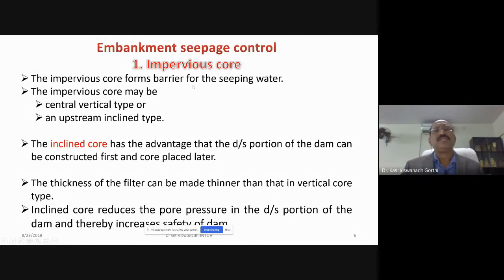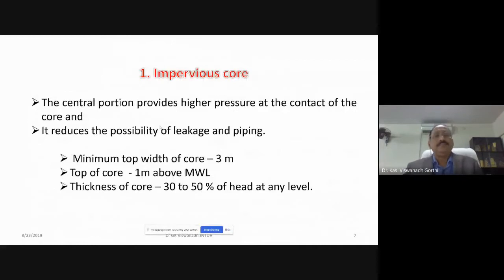So this impervious core can be placed within the central body of the dam, called the central vertical type, or on the upstream face, the inclined type. Both are possible. Once this core is provided, it will prevent the flow of water into the body of the dam. The central portion provides higher pressure at the contact of the core. It reduces the possibility of leakage and piping also.